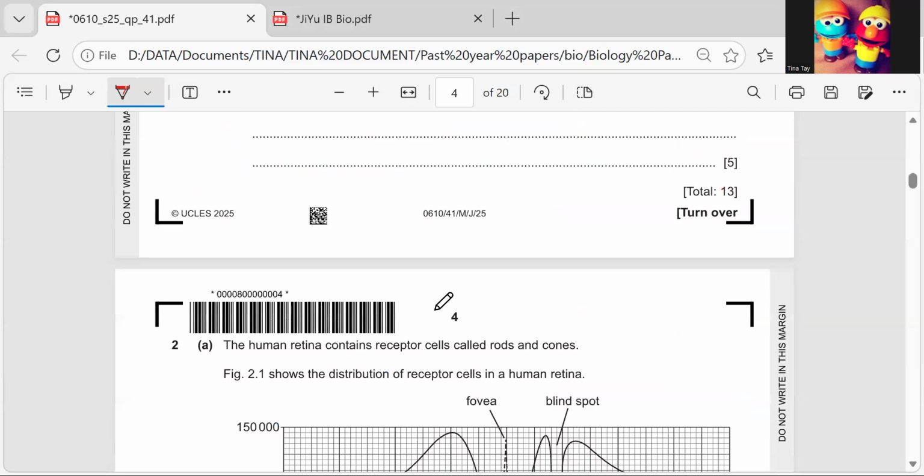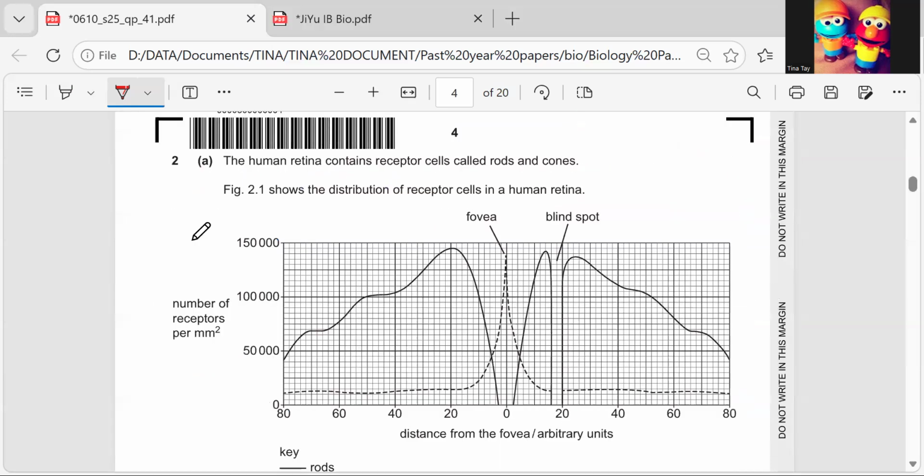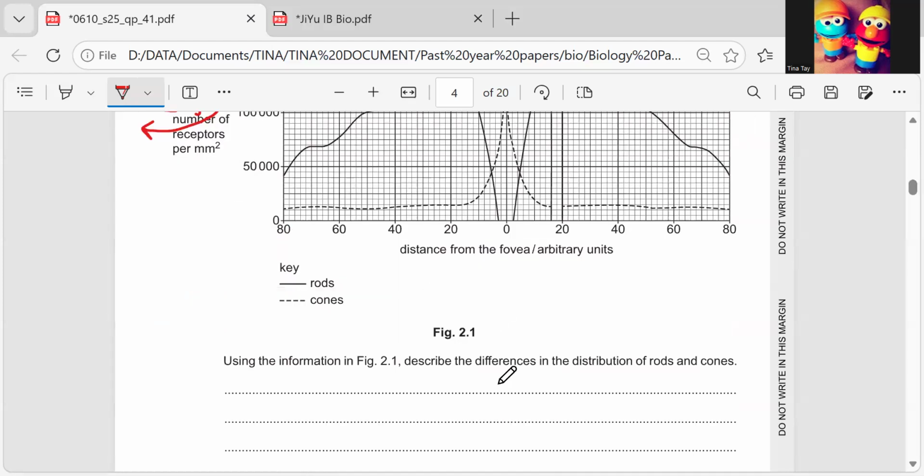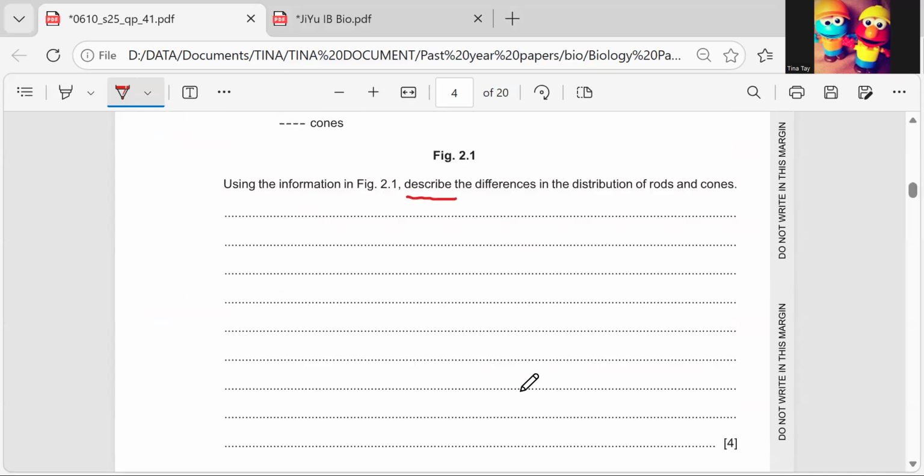Okay, this one you know, right? This is the iris. This part here is here, and then here's the fovea, and then here's the blind spot. So it's going from here to here, in this direction. Understand? Okay. Using the information, describe the different distribution. They just say describe, no need to explain.